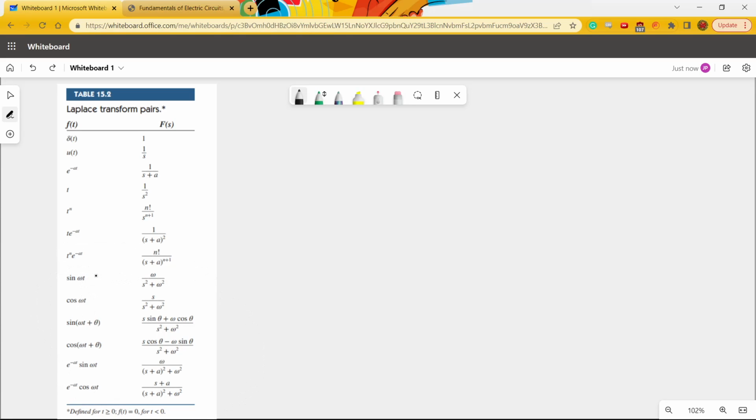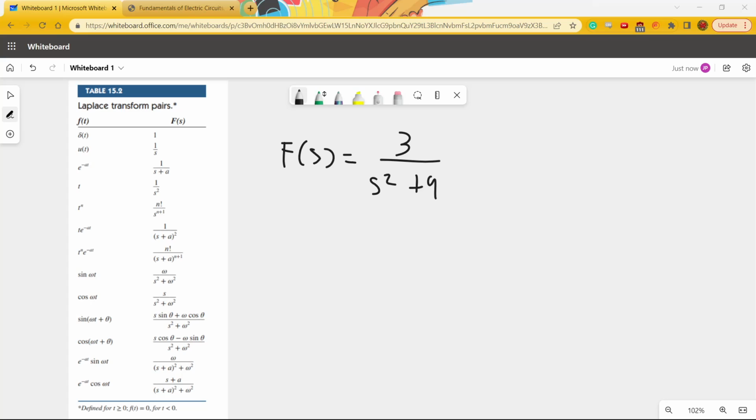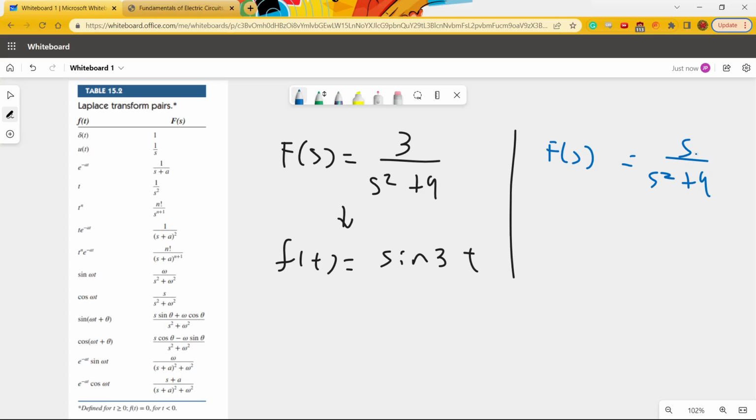For example, let's take a look at when you have the function sine omega t and cosine omega t, which require you to follow this formula to get them back. If you have the function F of s equals 3 over s squared plus 9, you could compare it to the table and see that this would Laplace transform to f of t equals sine 3t. For the same reason, if you had F of s equals s over s squared plus 9, you could look at the table and see that this transforms to f of t equals cosine 3t.